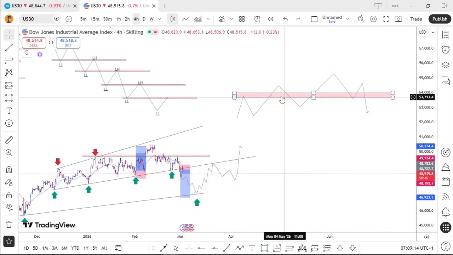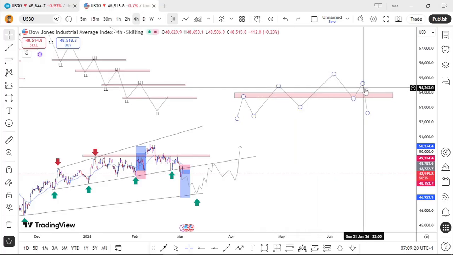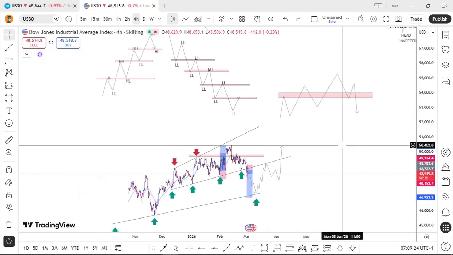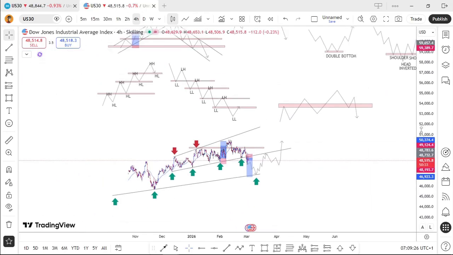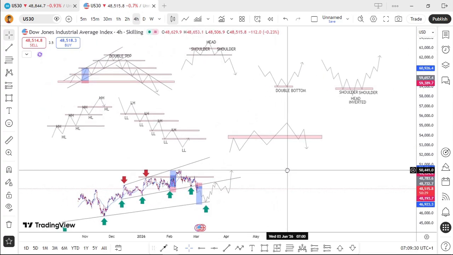And this is the head and shoulders that the market created. This is the shoulder, the head, the shoulder, and the market began to fall. So these are structure points. When we talk about market structure, this is what market structure means.